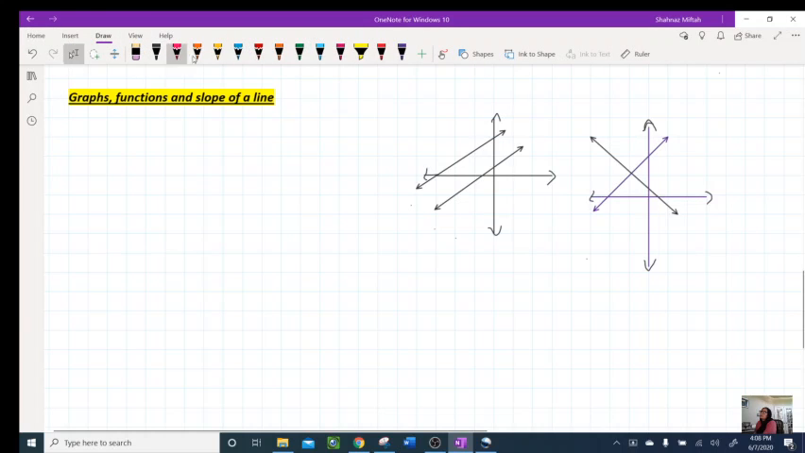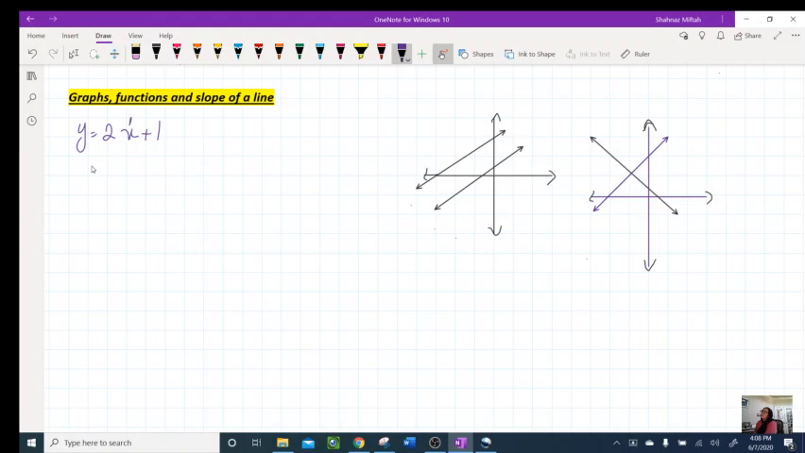So the first thing, if I have an equation like y equals 2x plus 1, I know this is a linear equation because I have that exponent 1 on top of x, an invisible one. How do I graph this?